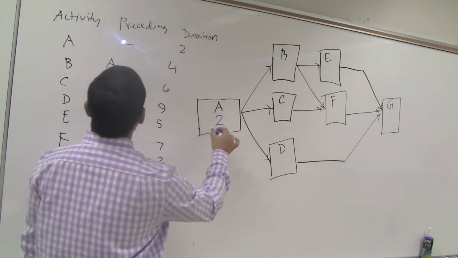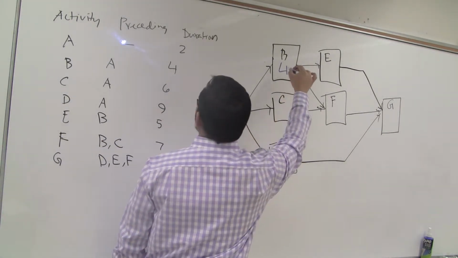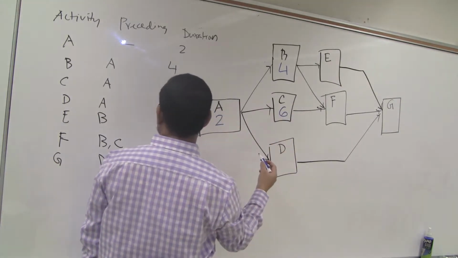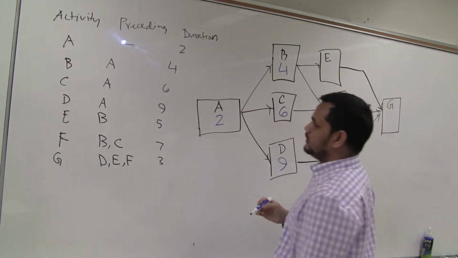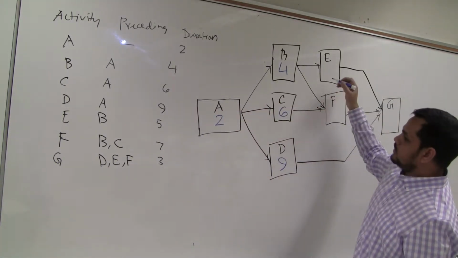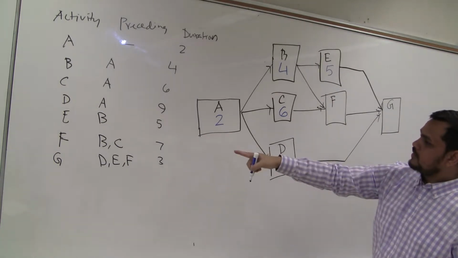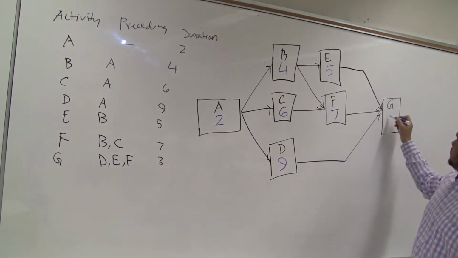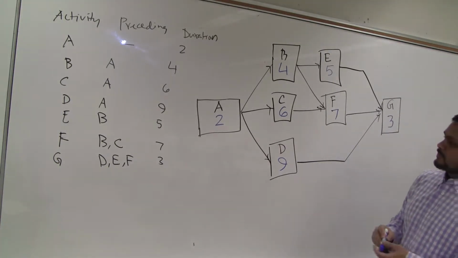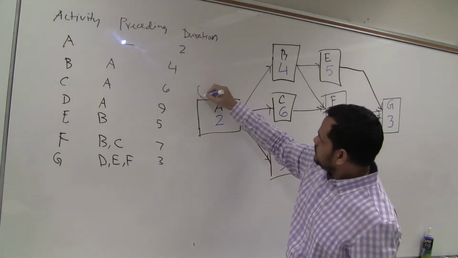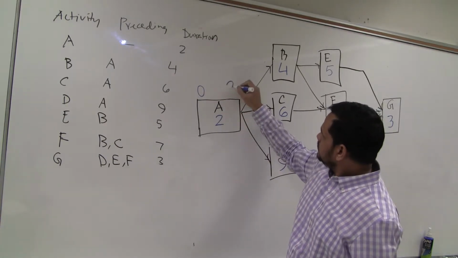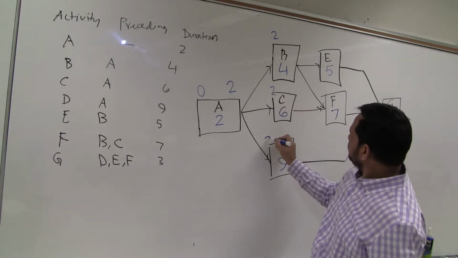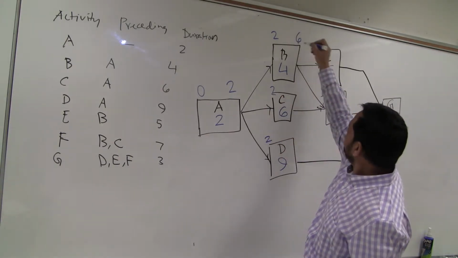So A is 2, B is 4, C is 6, D, sorry, 9, E is 5, F is 7, G is 3. So it is 2, 6, 3.